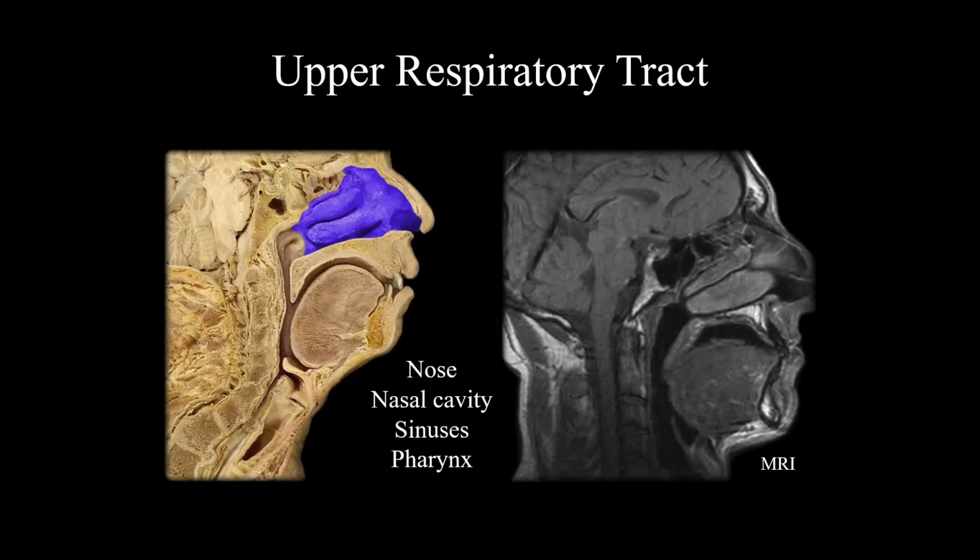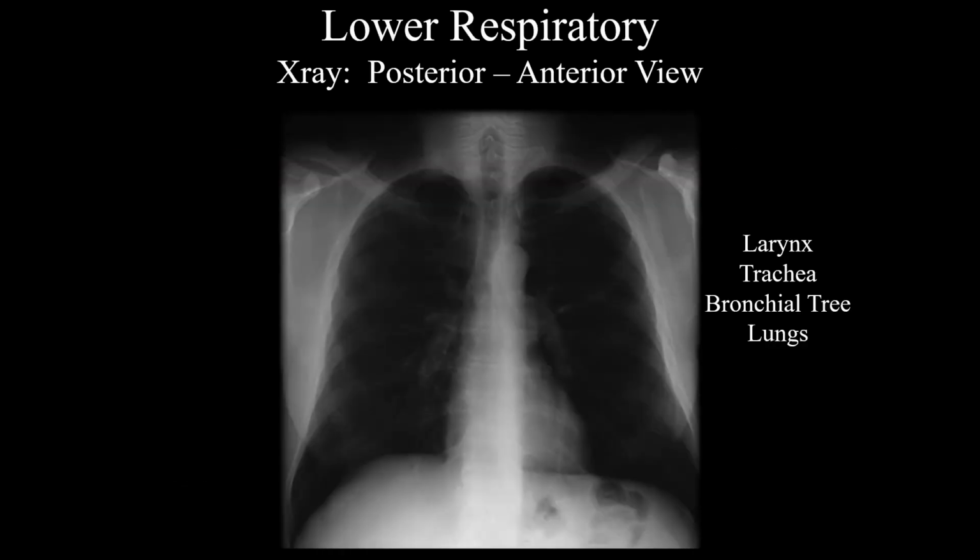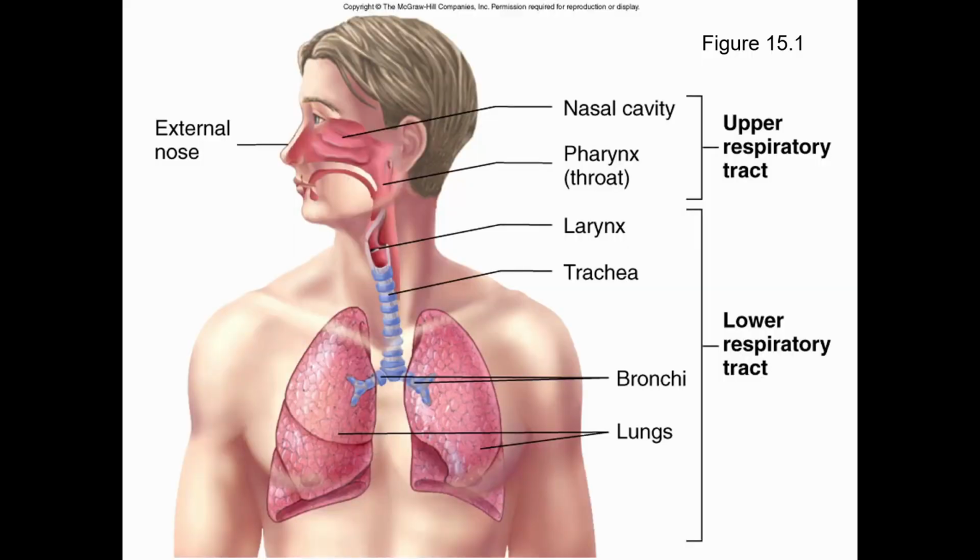So this is our upper respiratory tract. It involves the nose, the nasal cavity, the sinuses, and the pharynx. Okay, so in your x-ray view, this is what it will look like. This is the lower respiratory tract. This is the most common x-ray performed. It is used to visualize the field of view in your lungs. Again, an image dividing our respiratory tract into upper and lower parts.